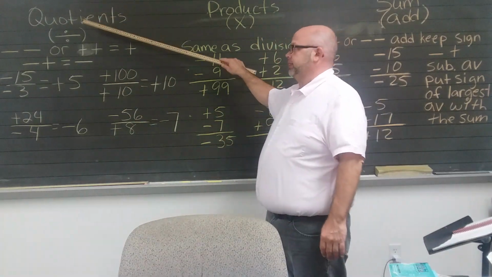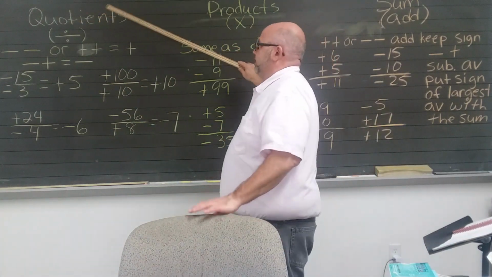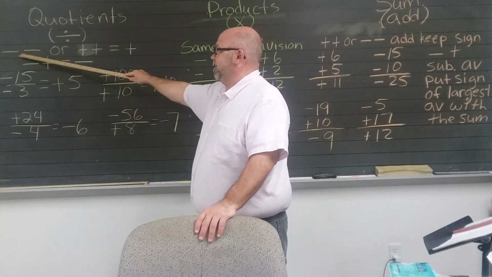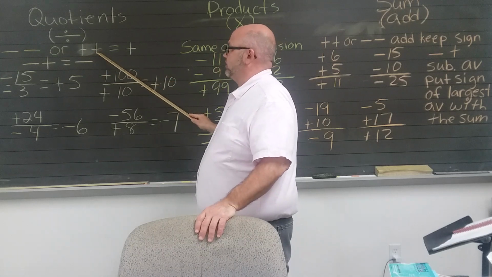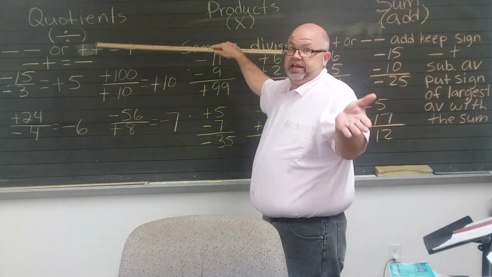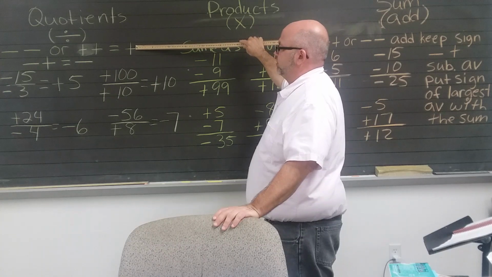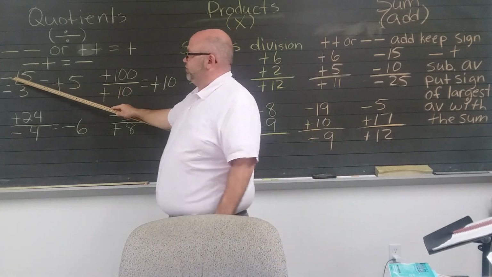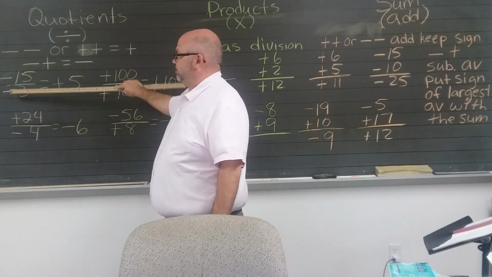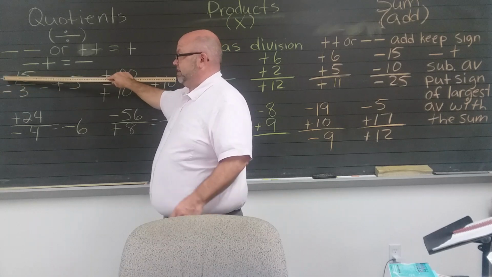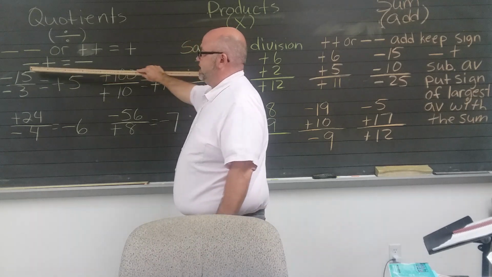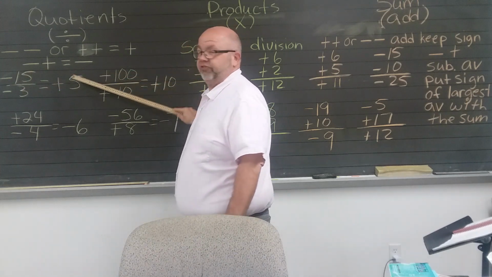With quotients, now see if you can follow along here. If you have two signs that are the same in the equation, so if you have a negative and a negative, or a positive and a positive, your answer is going to be a positive. You divide and your answer is going to be a positive. For example, negative 15 divided by negative 3. You go 15 divided by 3. Since the signs are the same, it doesn't matter if they're negative. If the signs are the same, the answer is a positive. Negative 15 divided by negative 3 is positive 5.